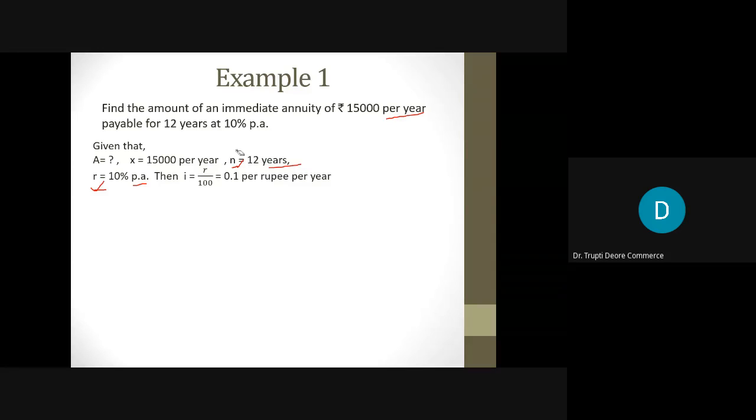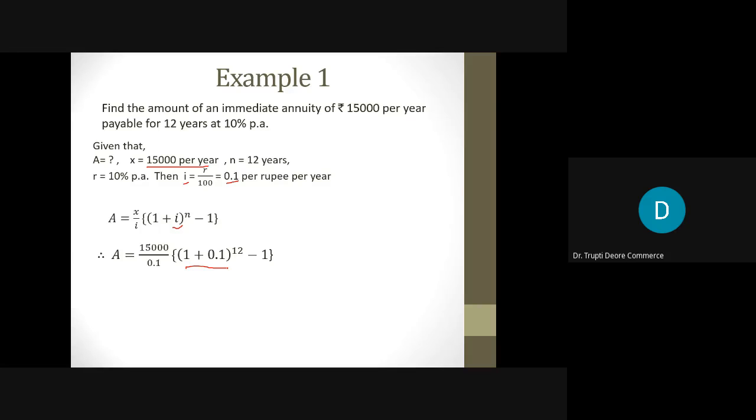Now what do we have to find out? A. So we will use the formula for A. Write down A is equal to x upon I into bracket 1 plus I raised to n minus 1. So we will insert the values. x is given 15,000. Then n is 12, rate is I. I is 0.1. So 15,000 divided by 0.1 into bracket 1 plus 0.1 raised to 12 minus 1.